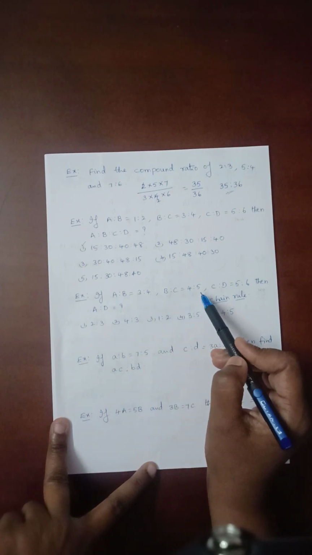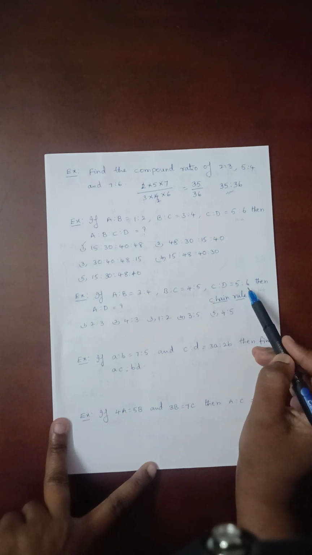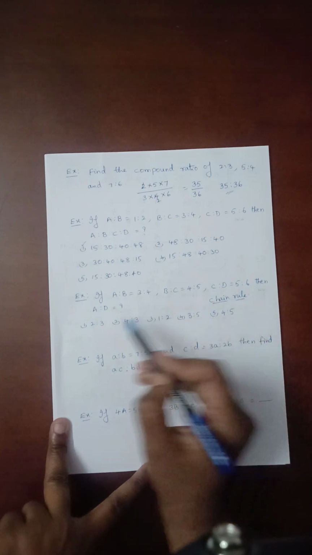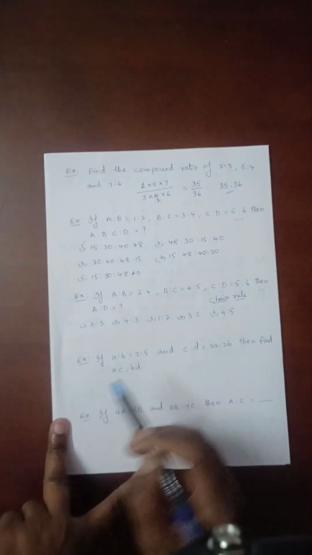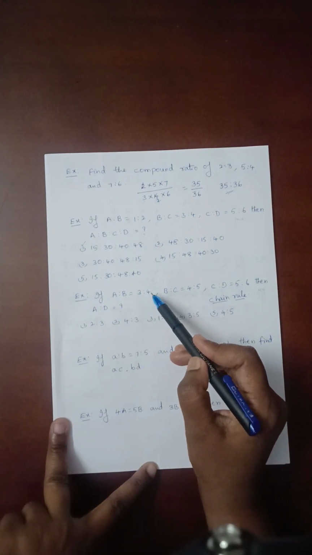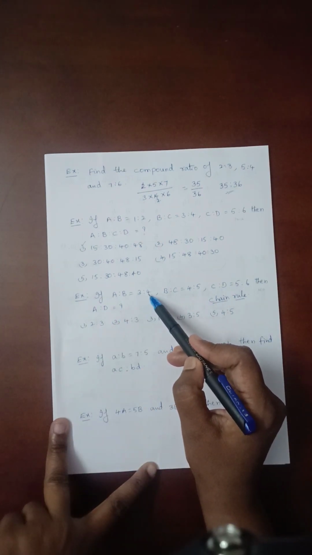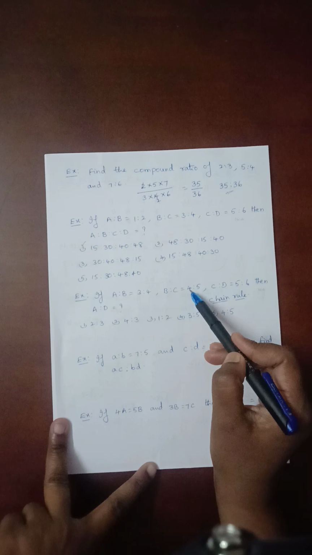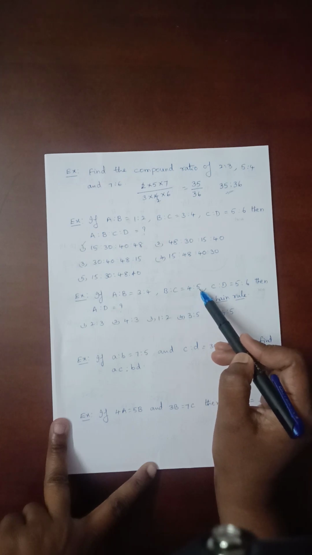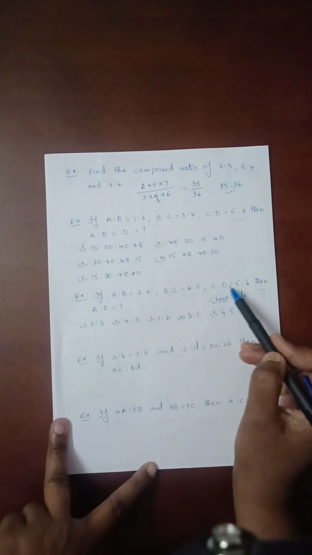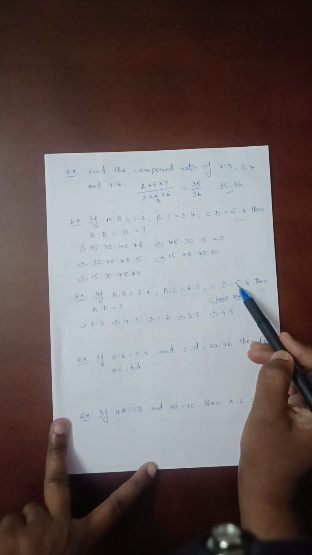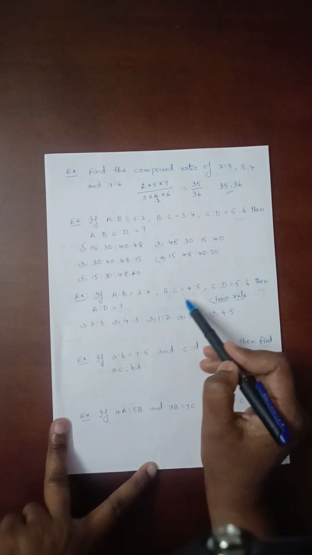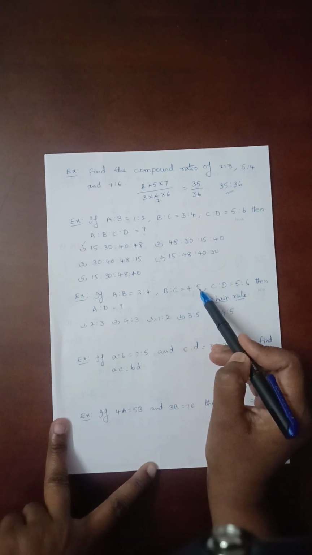So coming to, if A is to B equal to 3 is to 4, B is to C equal to 4 is to 5, and C is to D equal to 5 is to 6, then A is to D equal to how much? Here you see, A is to B is 3 is to 4. So the ratio ends with 4. In the next ratio, it starts with 4. So here it ends with 5, and in the next ratio, it starts with 5. So here it is ending, here it is starting.